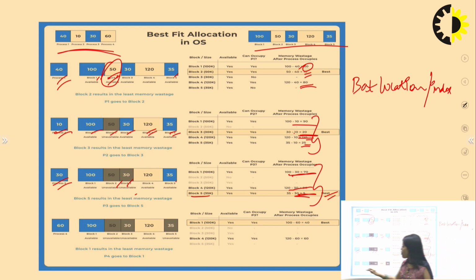After that, the next process 60, block 100 is available. In that case, we can check 40 memory wastage. 50 is not available, 30 is not available. For 120, we can check 60 KB memory wastage, and 35 is not available. So in that case, which is the minimum? Block 1 is the minimum. So we can go for block 1, 100 KB. So this is the best fit.